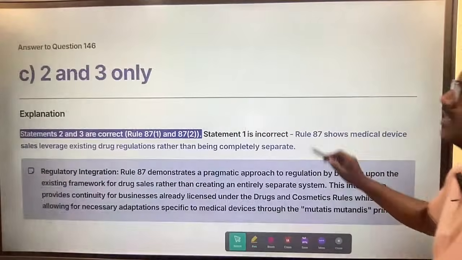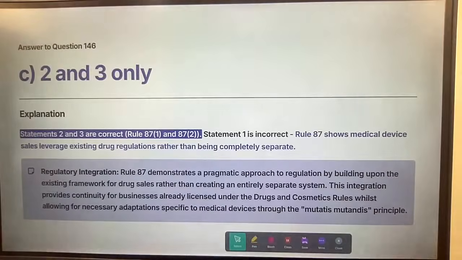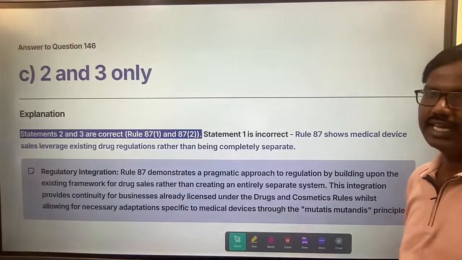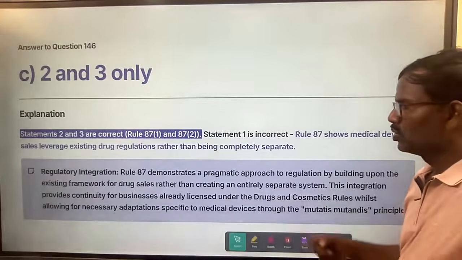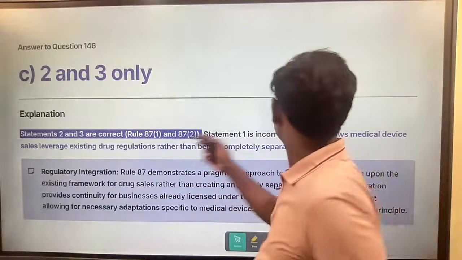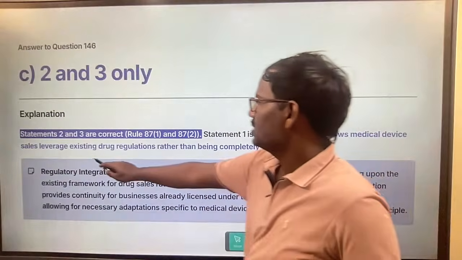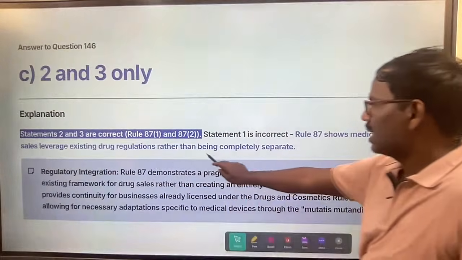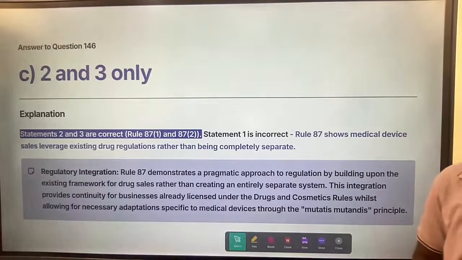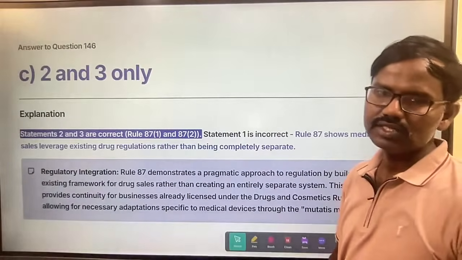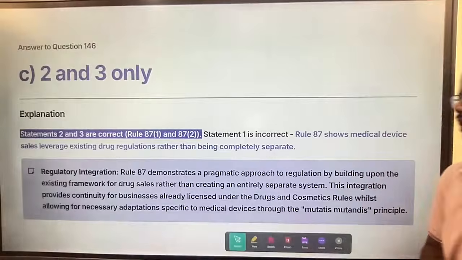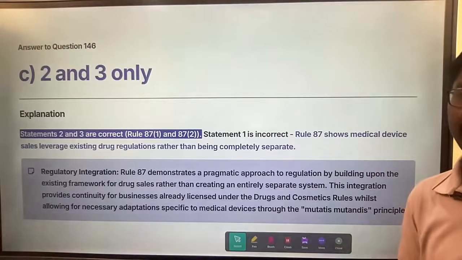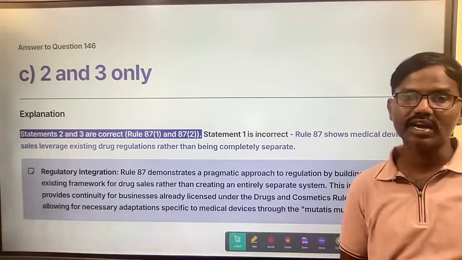Okay, so the answer is 2 and 3 only. The first statement is incorrect. The DC Act is not separate; this shows medical device sales leveraging existing drug regulations rather than being completely separate. It is not a separate one. Rule 97 is the savings rule, and 96 is the overriding effect.